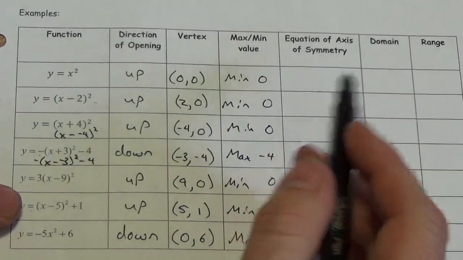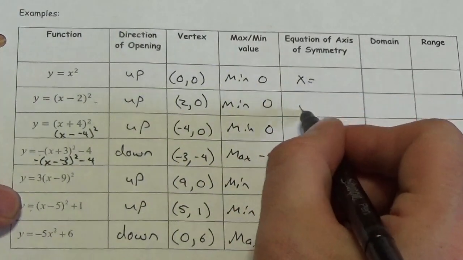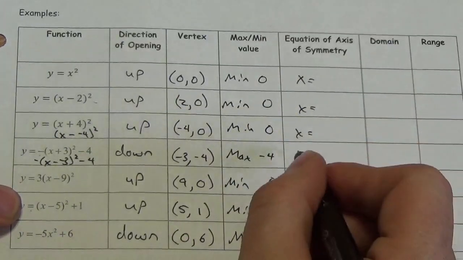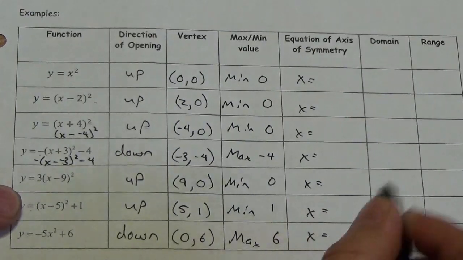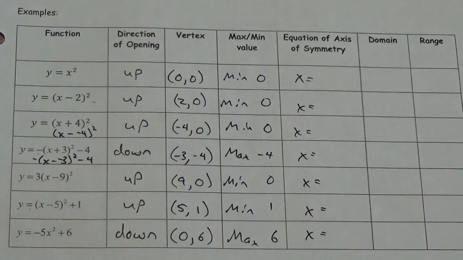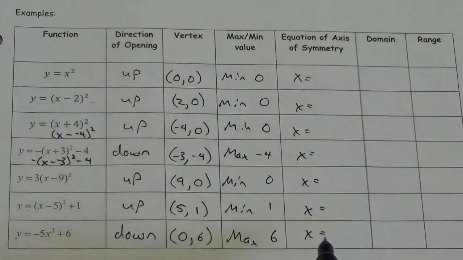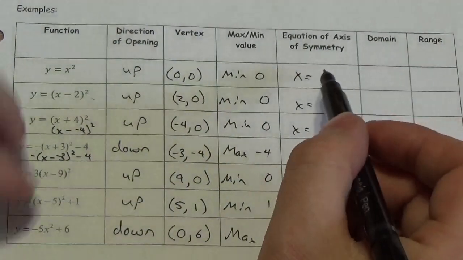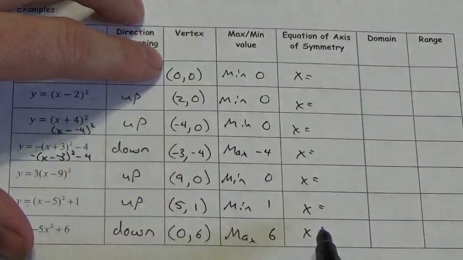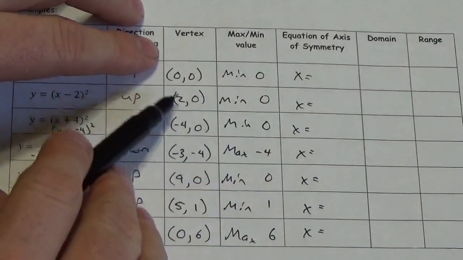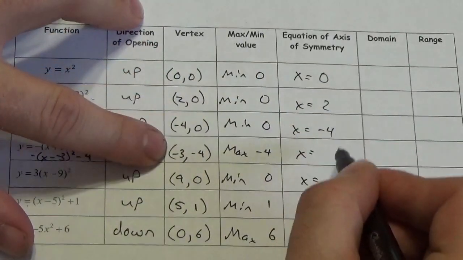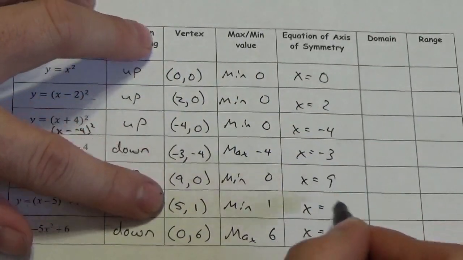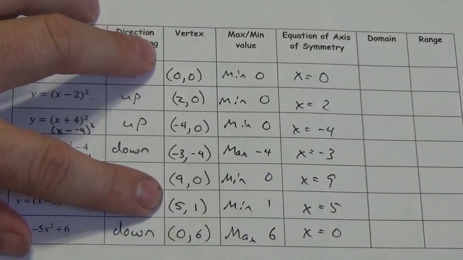The equation of the axis of symmetry. Now remember, this is always x equals. If you don't put the x equal there, then you're not using the right notation. I mean, it's comparable to doing something in English and using the wrong punctuation. Okay, I need to punctuate this correctly here. But now this is just going to be the x or the h value of the vertex, all of them. So it's pretty easy. 0, 2, negative 4, negative 3, 9, 5, and 0. Really easy.